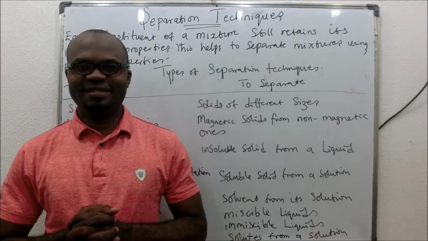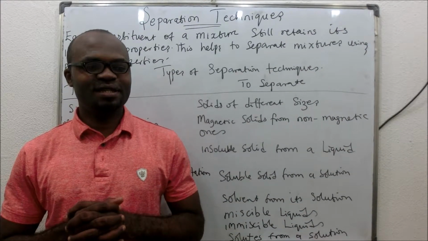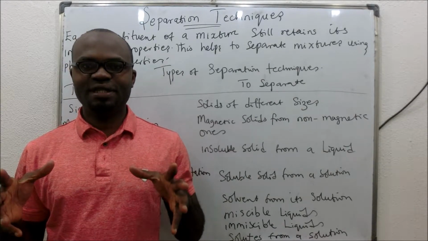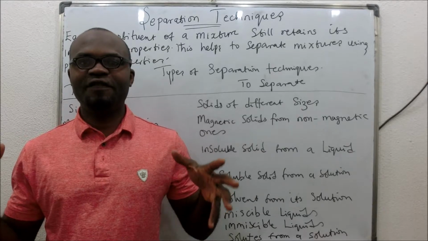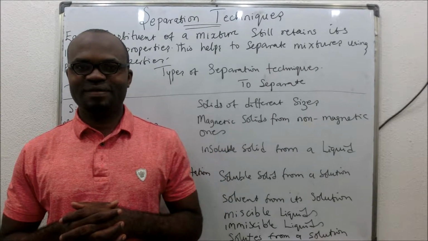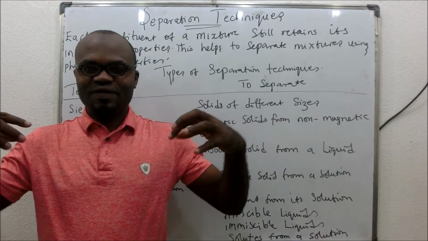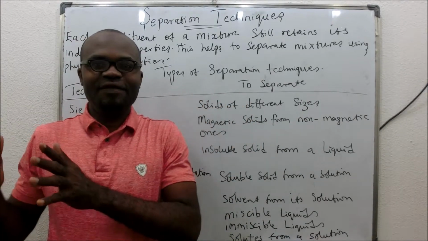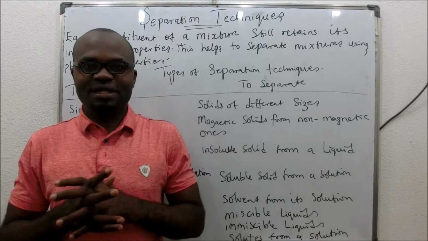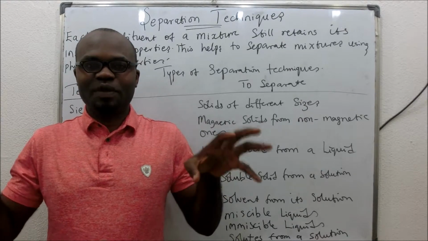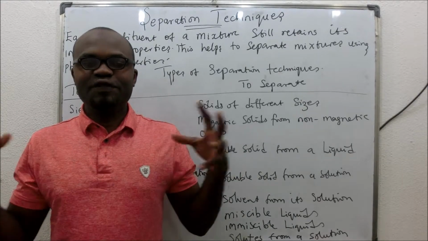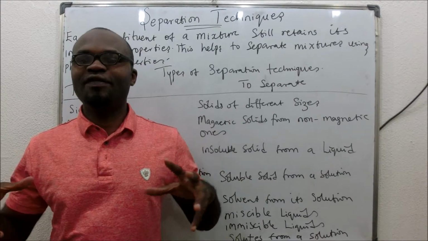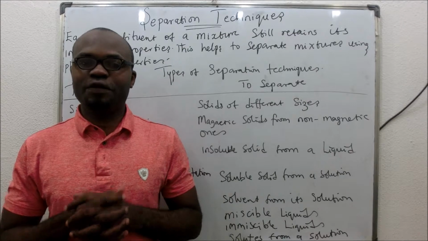Separation techniques. Separation techniques are those methods that we use in separating the constituents of mixtures. The individual constituents of mixtures behave differently. They have different properties. They retain their respective properties. So if you have a mixture like crude oil, in Nigeria we have lots of deposits of crude oil.